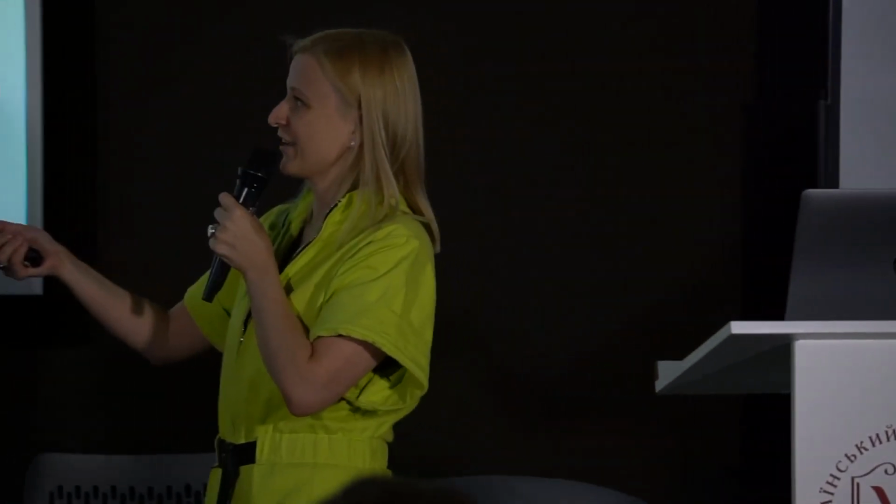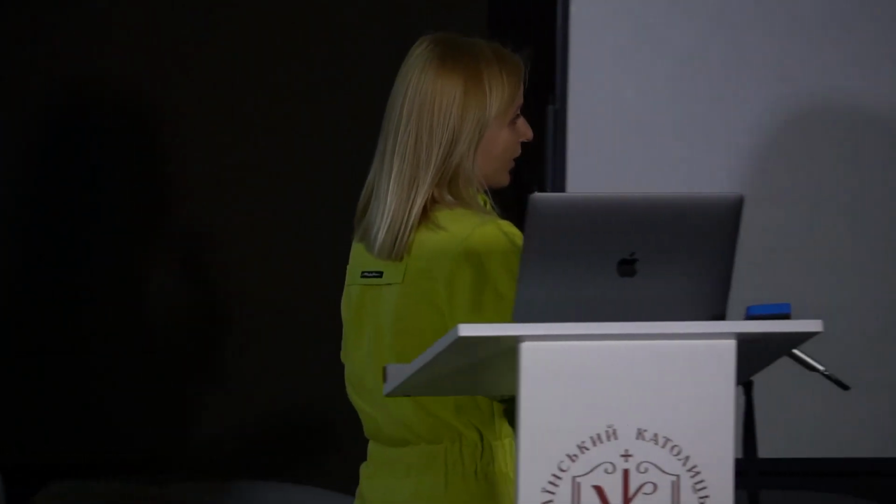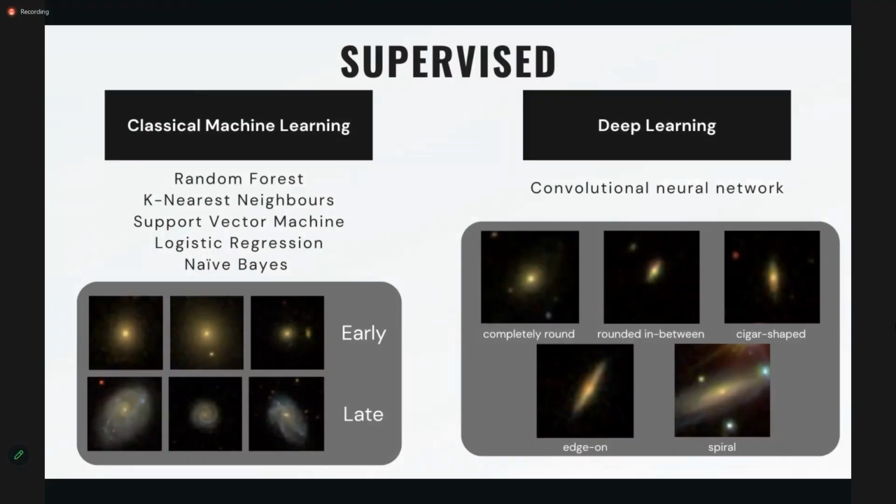We will talk about random forest, nearest neighbor, support vector machine, logistic regression, and naive Bayes. In this part, I will talk about binary morphological classification, when we divided our sample into two classes. In our work, we divide it into early and late type.